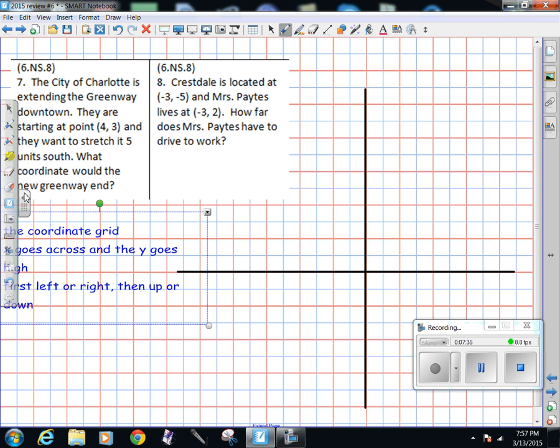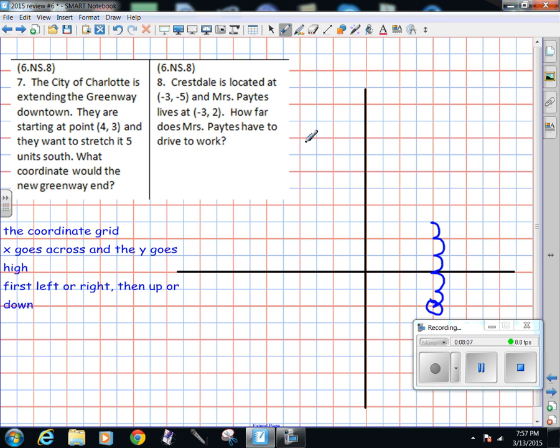Okay, next one. Remember, coordinate grid. X goes across, Y goes high. City of Charlotte is extending the greenway downtown. They are starting at 0.43. So I'm going to start here. 1, 2, 3, 4. 1, 2, 3. So this is where they're beginning their greenway. And they want to stretch it 5 units south. So it's going to go 1, 2, 3, 4, 5. So you need to figure out what the address or the coordinates of that point is right there.